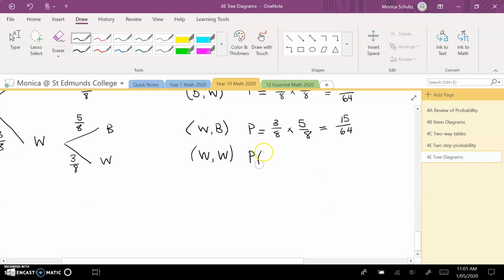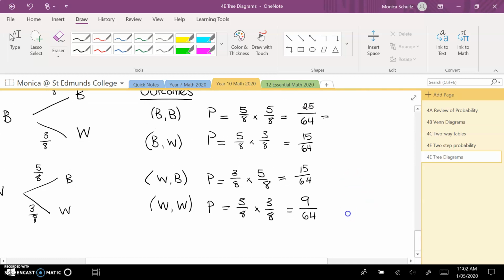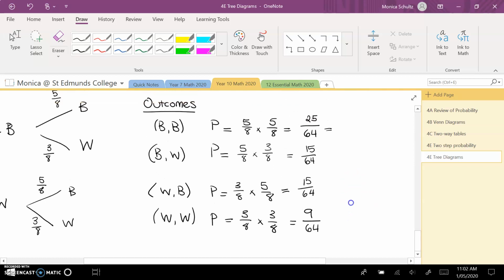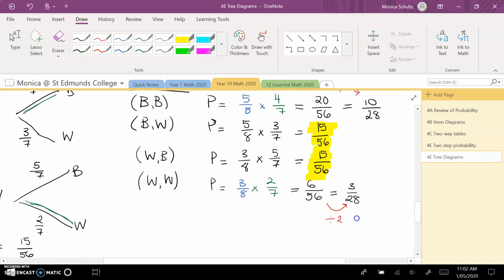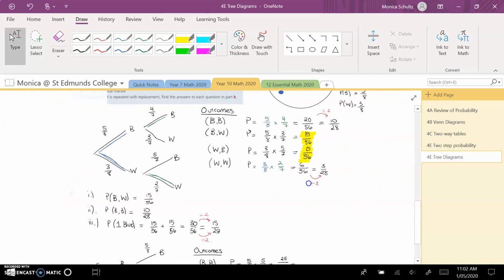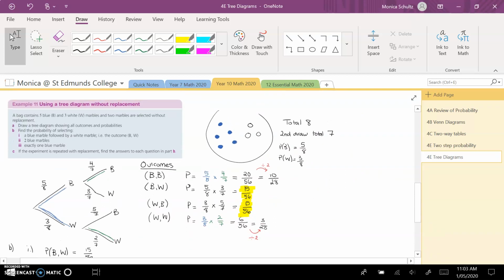And then my lucky last one is I've got the probability of getting a white. So a 3 on 8 chance times a 3 on 8 chance. 3 times 3 is 9. Times our 8 together, we get 64. Okay, so now you can compare your answers. So you can look at them and go, okay, if I did replace my marbles, then my probability gives me a different result than when I didn't replace my marbles. So hopefully that makes sense, and we've learned a bit about probability for a multi-step experiment with and without replacement.